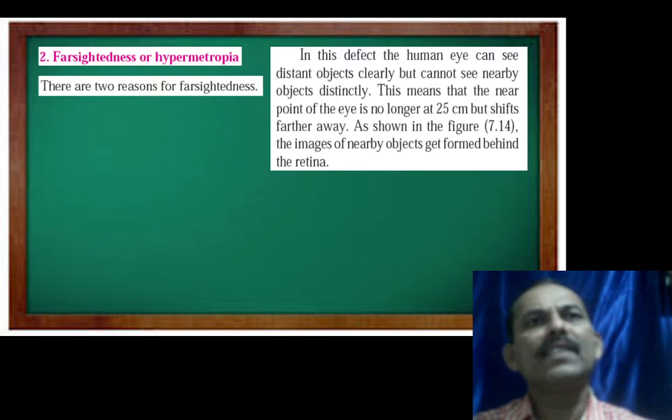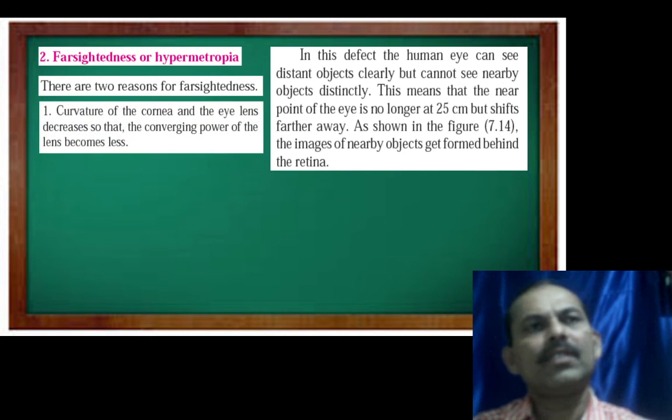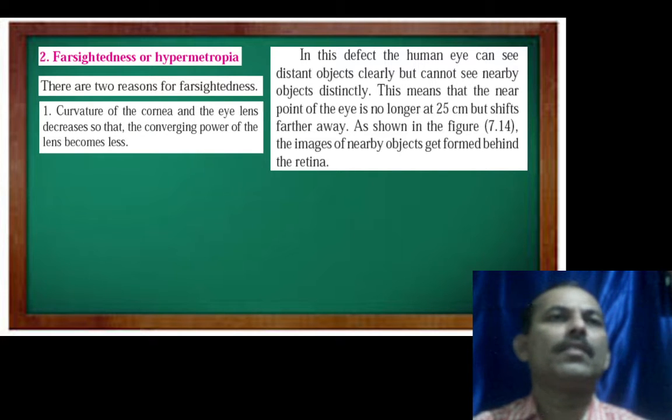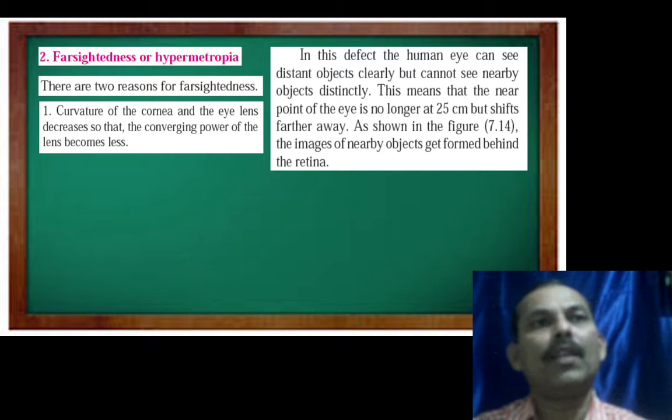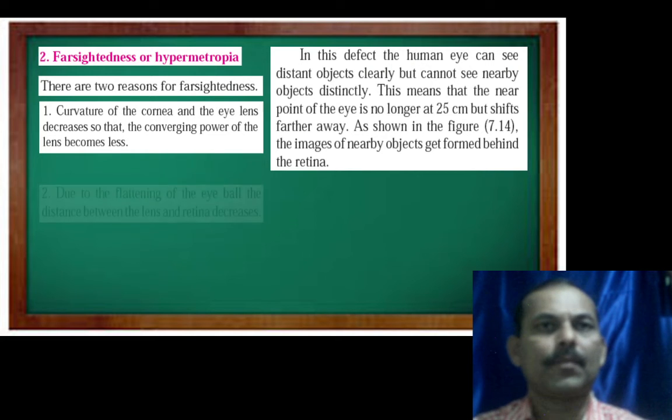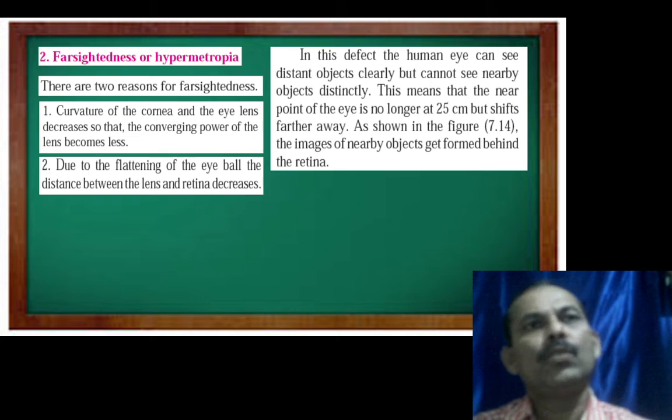There are two reasons for farsightedness. That is, first, the curvature of the cornea and the eye lens decreases so that the converging power of the lens becomes less. Second reason, due to the flattening of the eyeball, the distance between the lens and retina decreases.